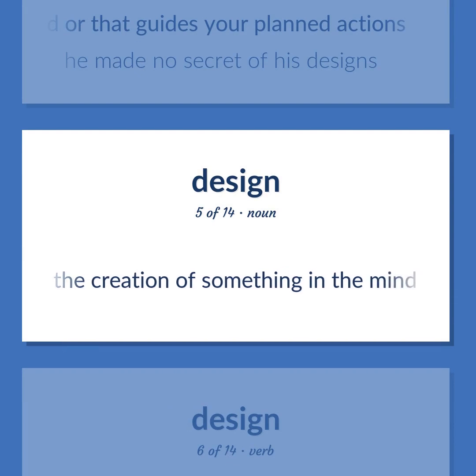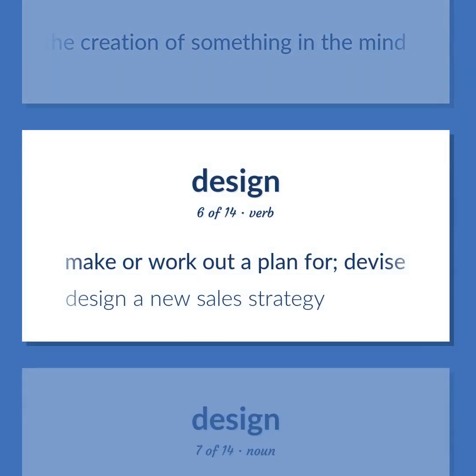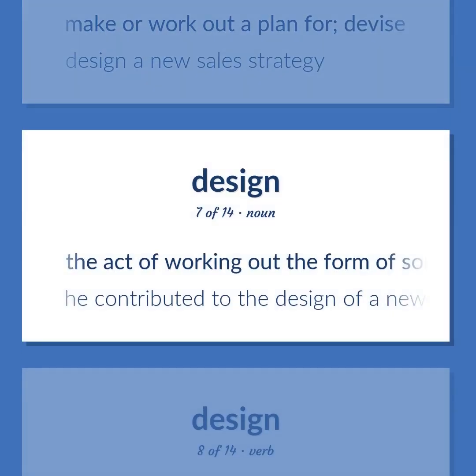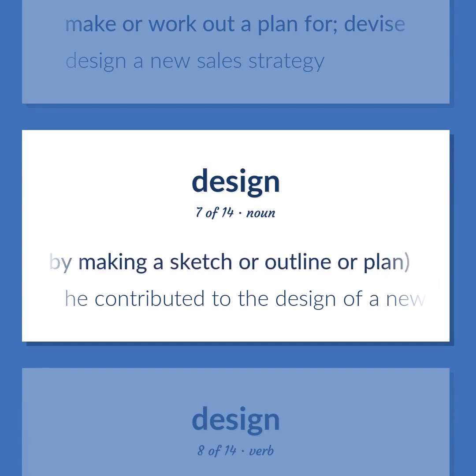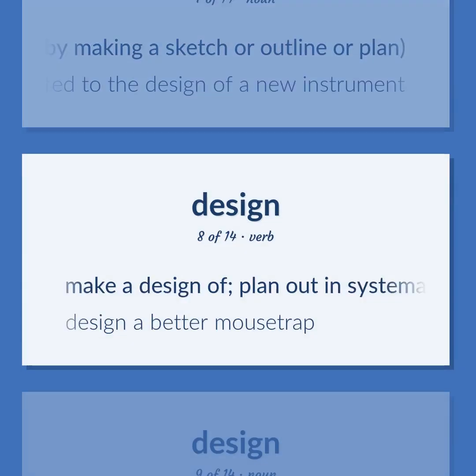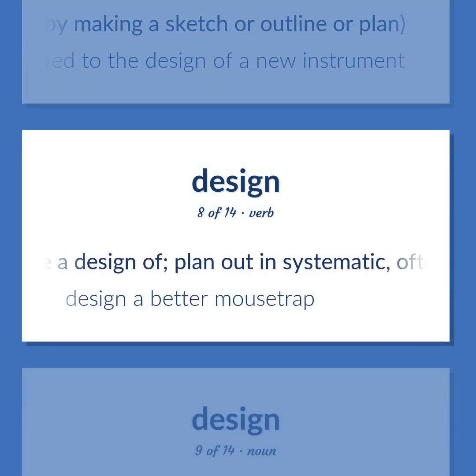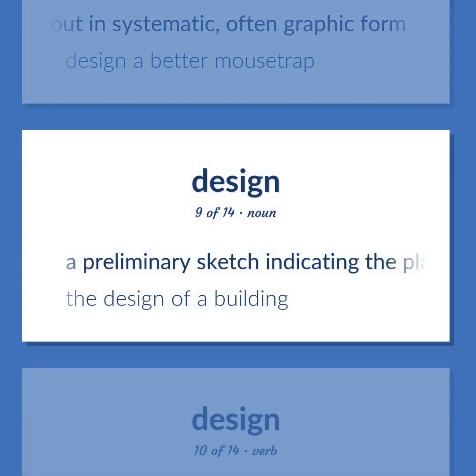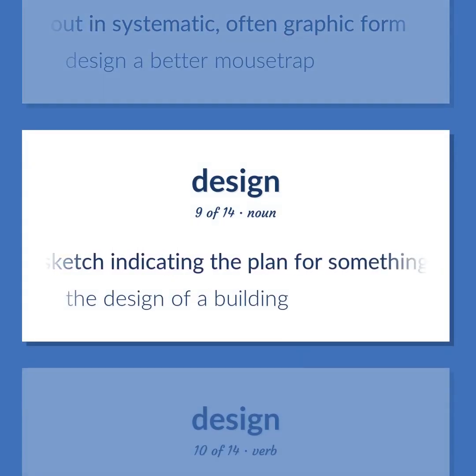The creation of something in the mind. Make or work out a plan for, devise. Design a new sales strategy. The act of working out the form of something, as by making a sketch or outline or plan. He contributed to the design of a new instrument. Make a design of. Plan out in systematic, often graphic form. Design a better mousetrap. A preliminary sketch indicating the plan for something. The design of a building.